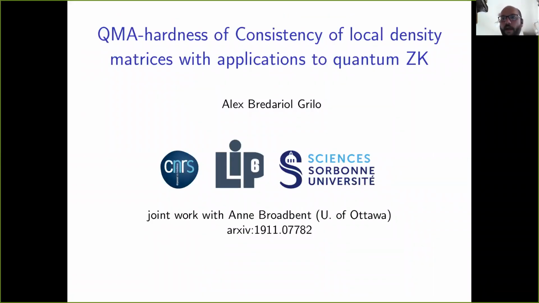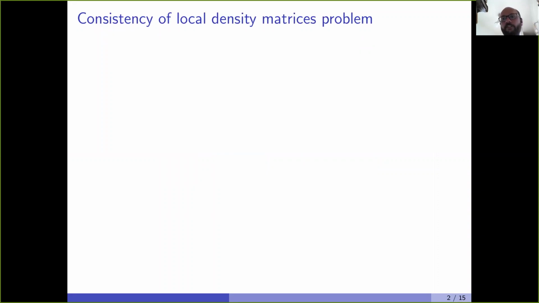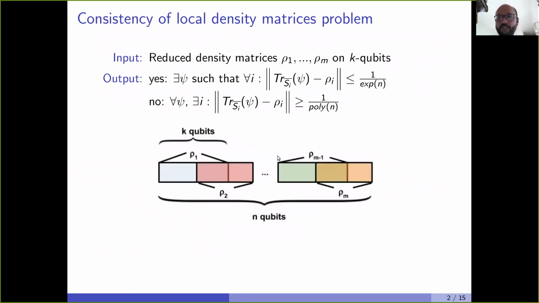Hello everyone. I'll present my joint work with Broadbent on QMA-hardness of consistency of local density matrices with applications to quantum zero knowledge. As the title says, the main object of our work is the problem of consistency of local density matrices. And intuitively, this problem consists of the following.